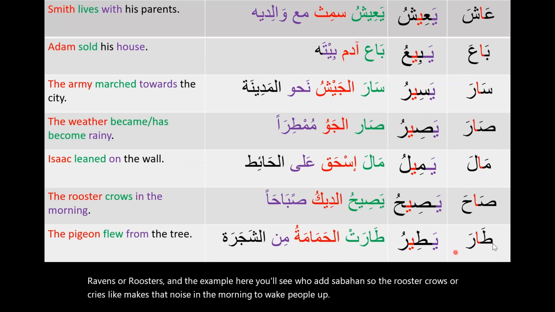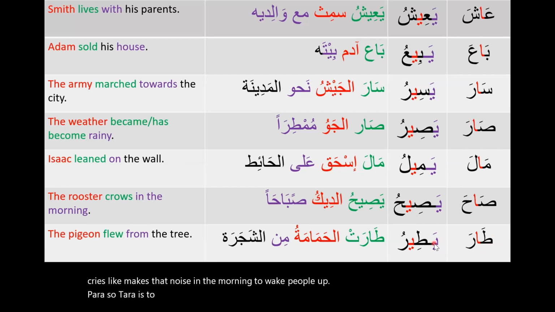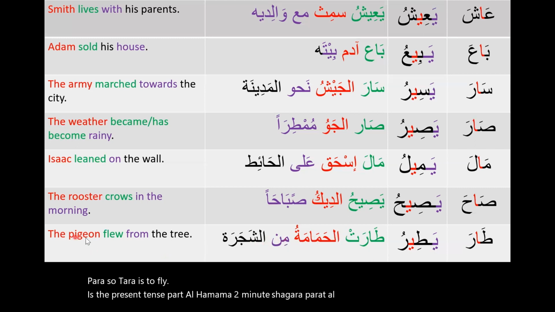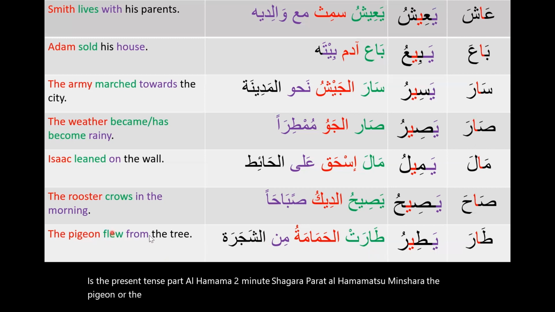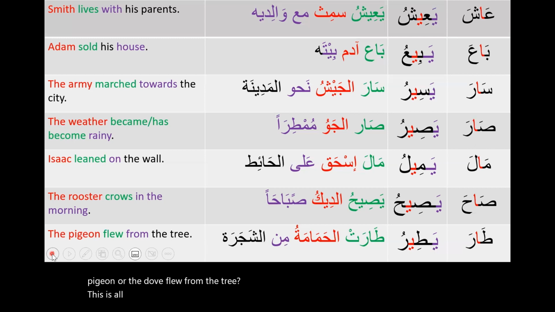طار, so طار is to fly. يطير is the present tense. طارت الحمامة من الشجرة. The pigeon or the dove flew from the tree. This is all I have for today.